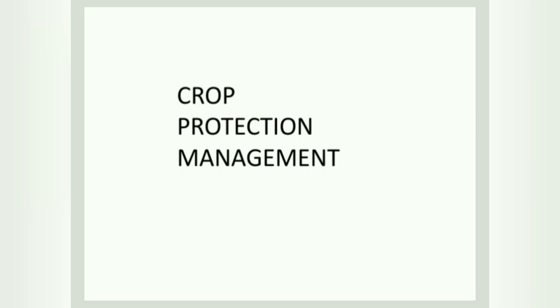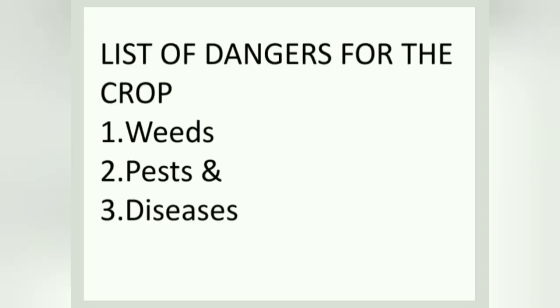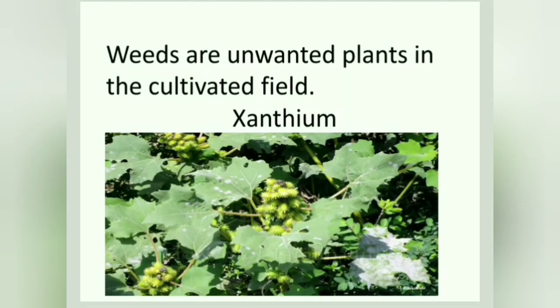The final learning outcome is crop protection management. So what do we have to protect these crops from? There are three dangers for the crop. They are weeds, pests and disease. So what are weeds? Weeds are unwanted plants which are growing along with the crop. We call them weeds.